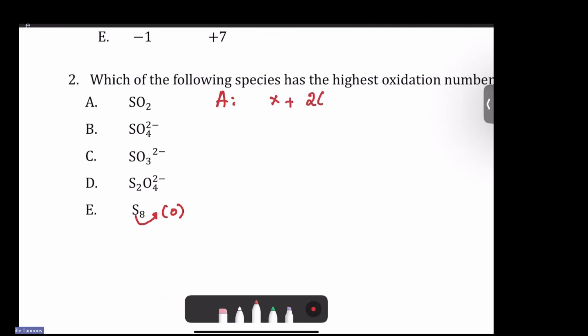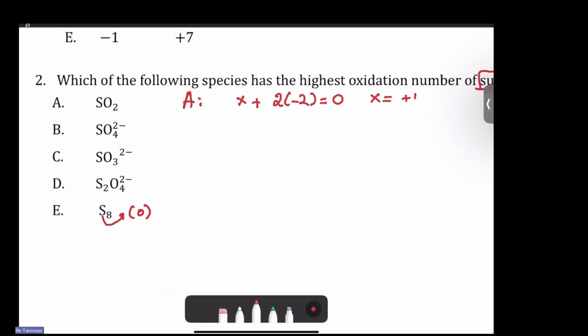X plus twice the oxygen equals 0. So X is positive 4. In B, I don't know the S, I'm going to call it X. Oxygen is negative 2. However, I have 4 oxygen and it's a negatively charged ion. So instead of saying equal to 0, I'll say equal to negative 2. Therefore, here X is positive 6.